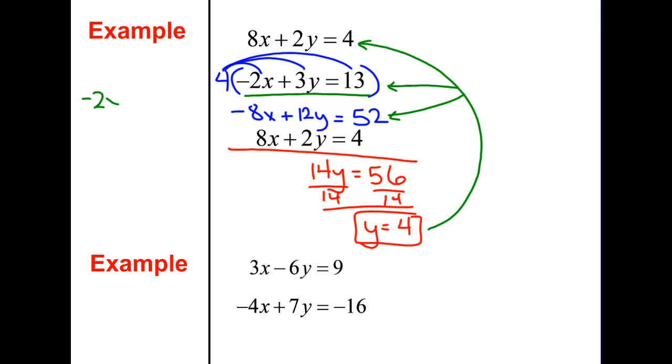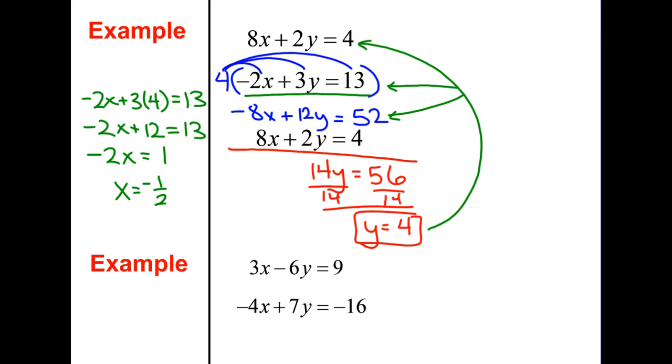So negative 2x plus 3 times 4 equals 13. So negative 2x plus 12 equals 13. Negative 2x equals 1. Divide by negative 2, x equals negative 1/2.